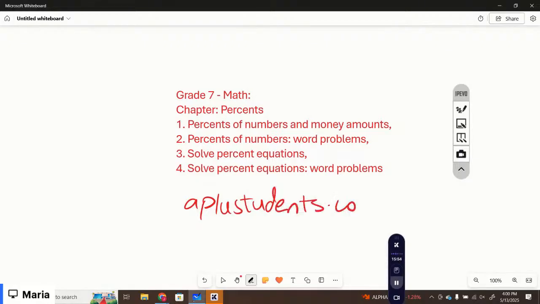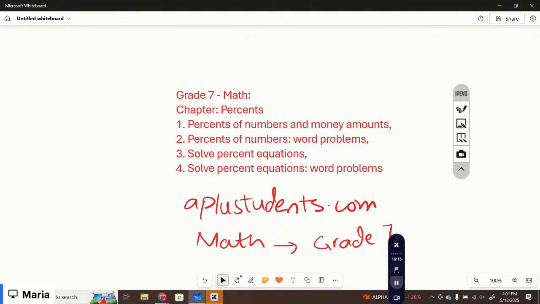You have to log in there using your email address and the password provided by the administrator. Then you have to select math from the subject tab. Scroll down to grade 7 math and then click on view all lessons. There you can find a list of the chapters.